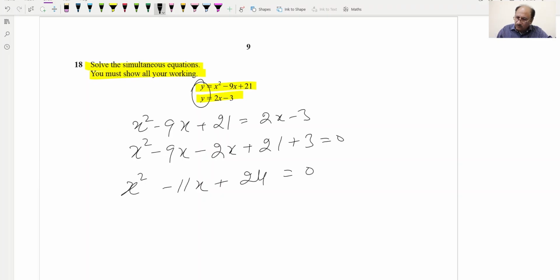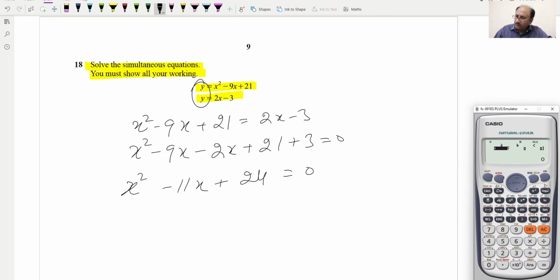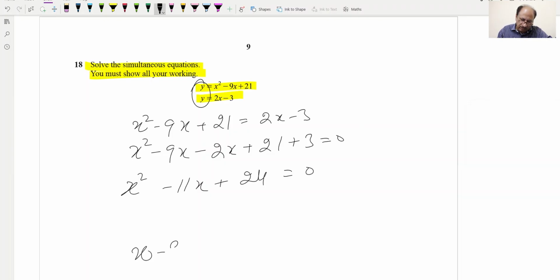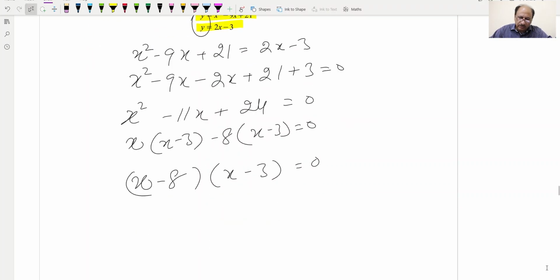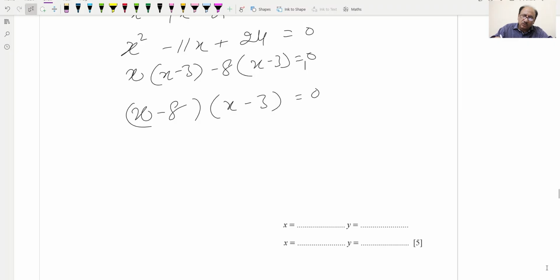Now we can factorize. For factorizing, we can take help of the calculator, mode 5 3, but we will be showing complete working. So the coefficient of x squared is 1, then the coefficient of x is minus 11, and the constant is 24. So we're getting 8 and 3. So we can write x minus 8 and x minus 3, and as an intermediate step we can write x, and then this term x minus 3 and minus 8, and then again this term. Hopefully you are understanding. There will be no objection from the examiner when we are showing these two steps. Now x will be equal to 8 and x will be equal to 3.